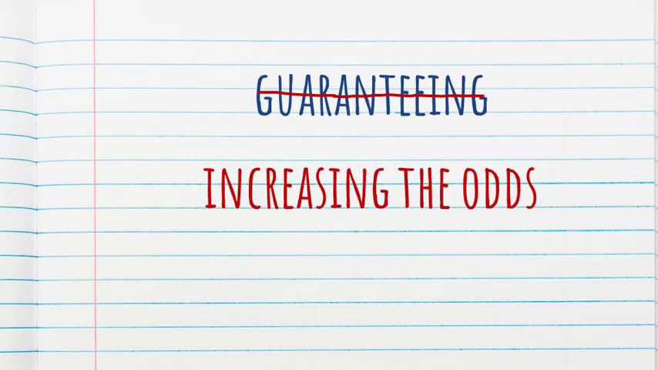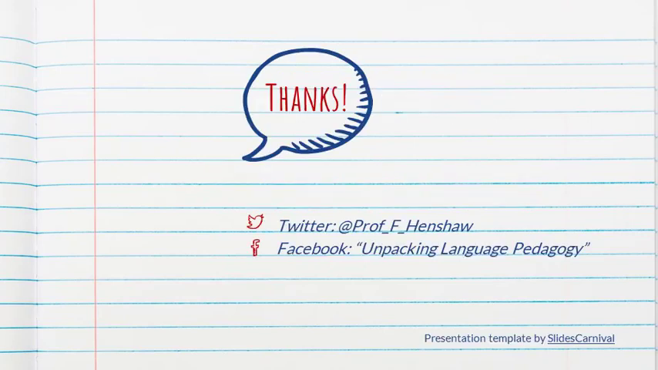The takeaway is, just like there is no magic formula to guarantee acquisition, there isn't a magic formula to form pairs. All we can and should do is be mindful of the many factors that may influence interactional patterns and therefore influence learning, so that we can increase the odds of collaboration and increase the odds of language development. That's just my take on it.